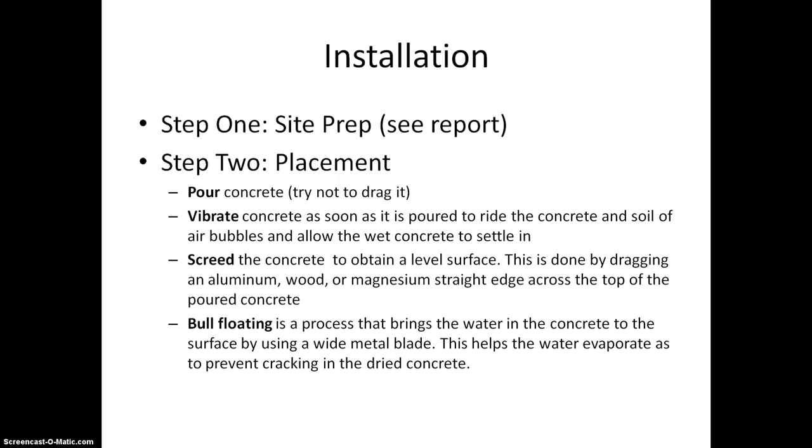The next step is to screed the concrete, and this is obtaining a level surface, and so it's done by dragging an aluminum or wood or magnesium straight edge across the top of the poured concrete. And then lastly, you're going to want to bull float the concrete, which is very similar to screeding, but you use a different type of tool. It's almost kind of like a Swiffer, like a giant Swiffer. And the process brings the water in the concrete to the surface so it can evaporate easily, so you'll have less cracking. And then it also packs down the aggregate and just makes a very smooth surface to the top of the concrete so it can dry.